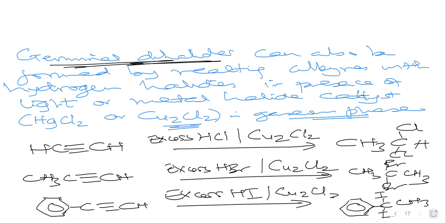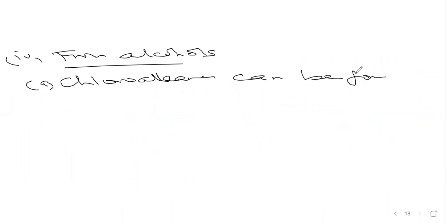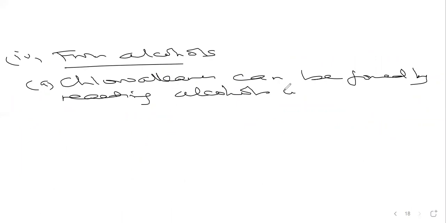Now I want to see how can we get haloalkanes from alcohols. How can we get haloalkanes from alcohols? I'll begin with the chloroalkanes. The chloroalkanes can be formed by reacting alcohols with phosphorus 5 chloride, that reagent there.